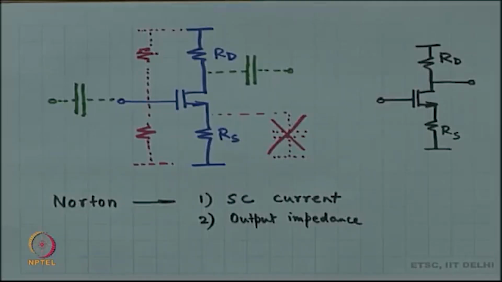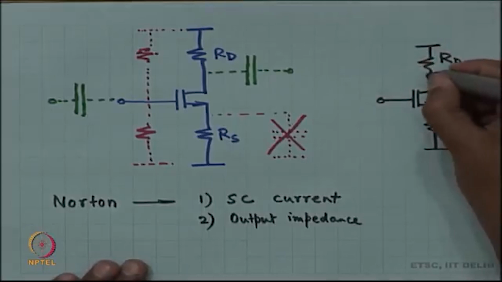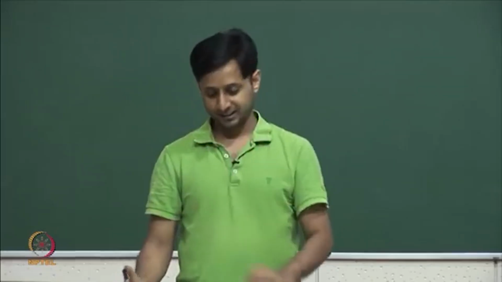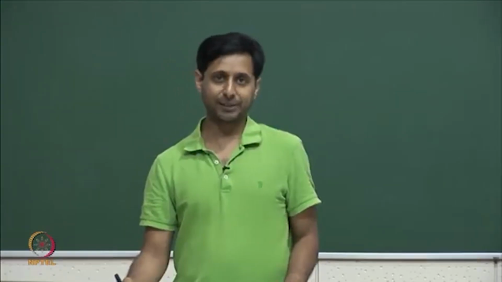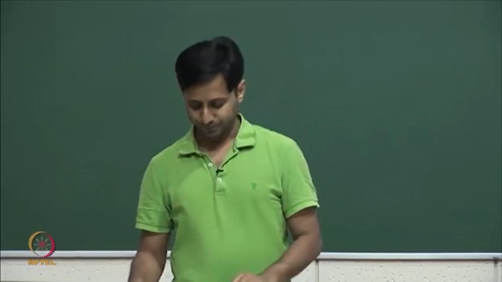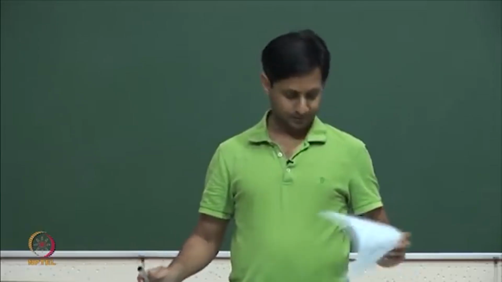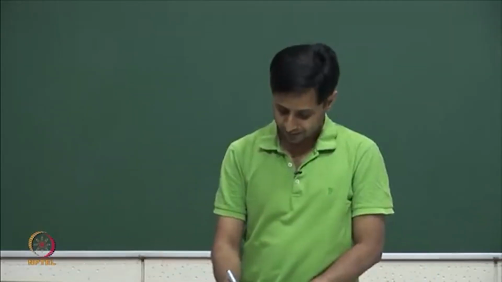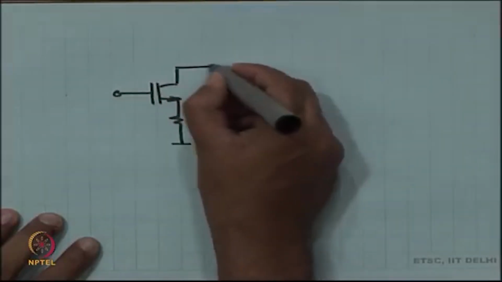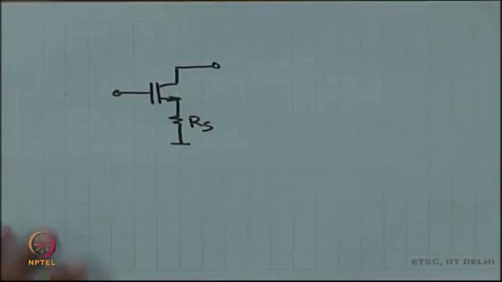So, for now let us assume that RD is the load. RD is the load, it is going to be in parallel with the load anyway. If there is some other load RL, then RD and RL are in shunt with each other, so you will write it as RD parallel RL. So, nothing will change over there. Let us assume RD is outside as part of the load, and let us just look at the bare minimum, that is this portion.